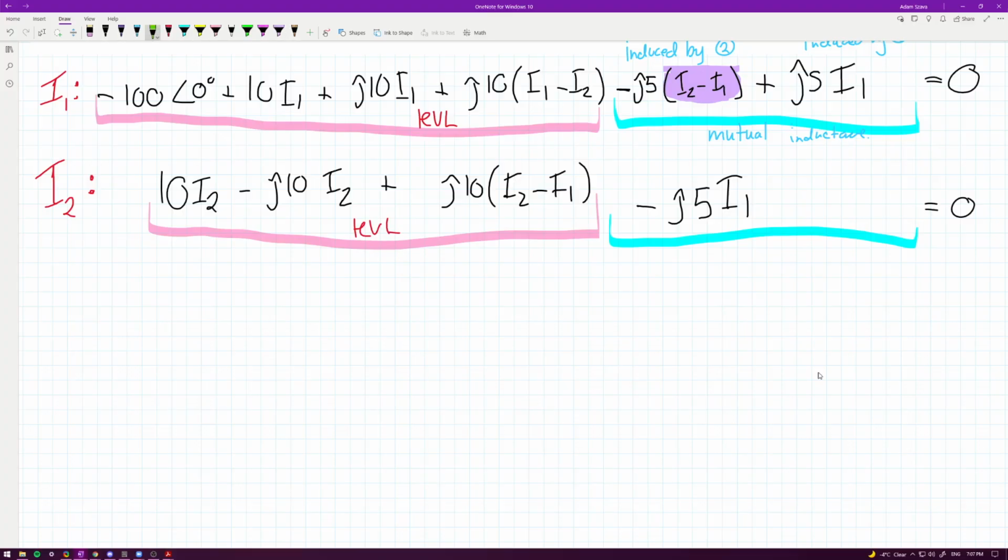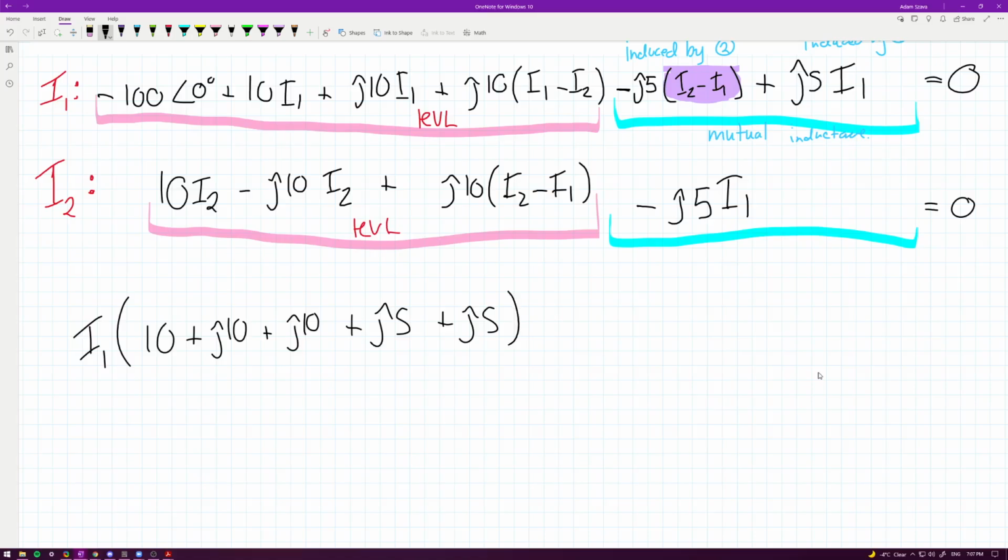But how I like to do it is I make a bracket for I1. So all the I1 stuff goes in here. So 10 plus J10, plus J10 again, plus J5 plus J5. And then I'm going to make a bracket for my I2 stuff. It's going to be minus J10 I2, minus J5 I2. That's it, equals 0. Oh, sorry, equals 100.